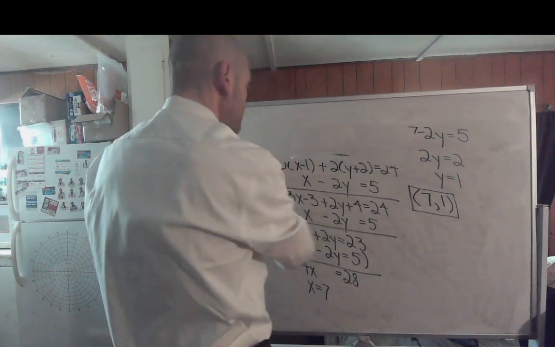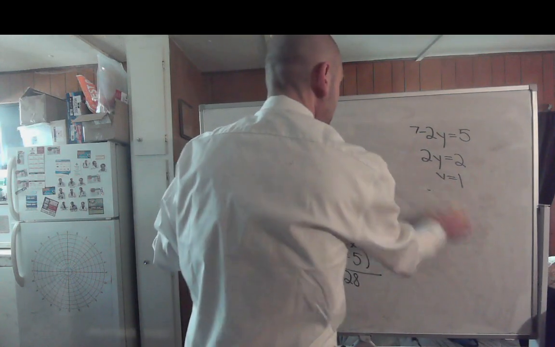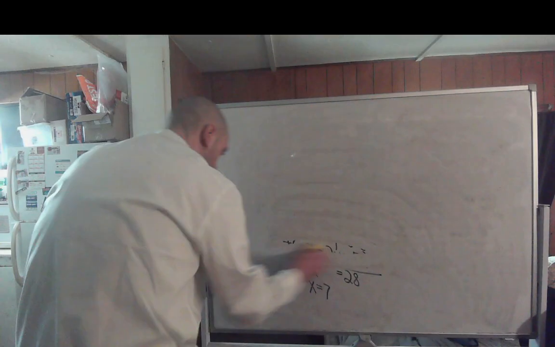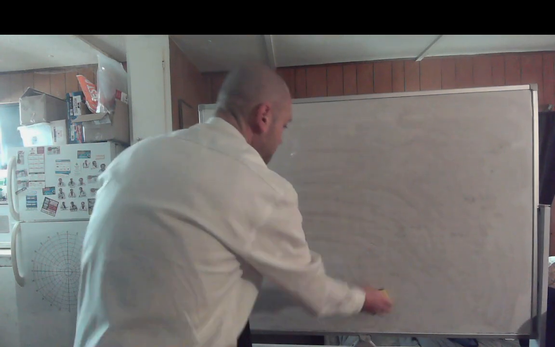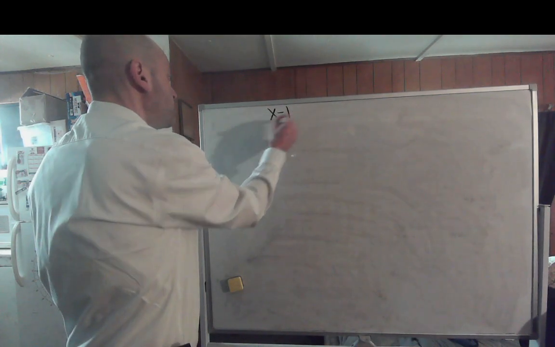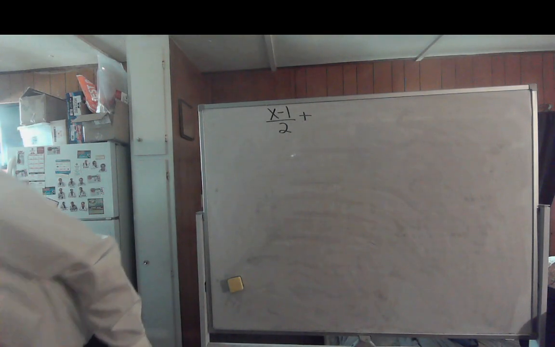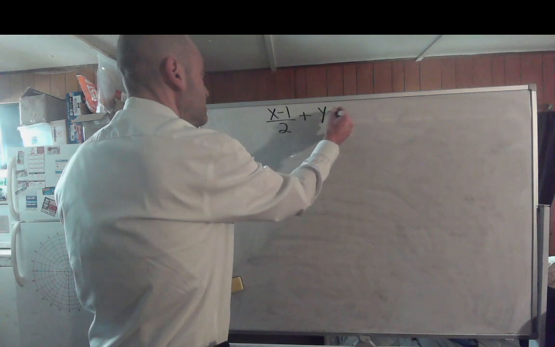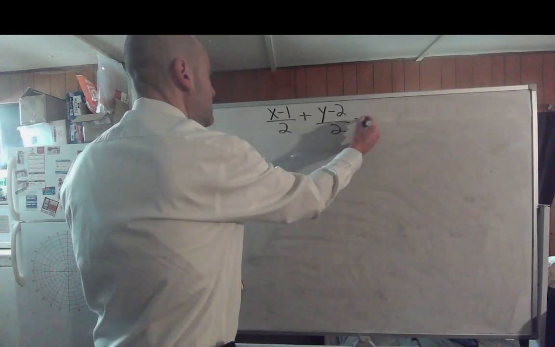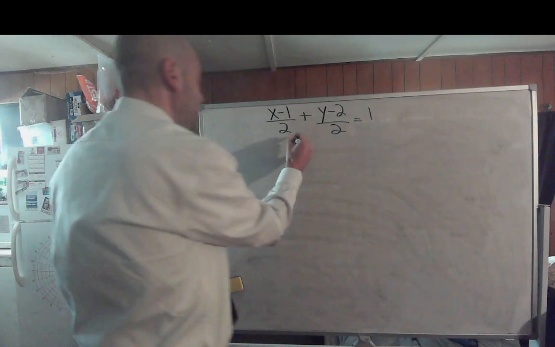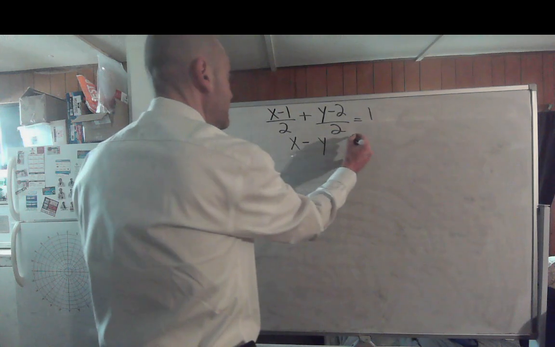One more like this, then we'll move on to some decimals. We'll deal with some decimal coefficients. All right, x minus 1 over 2 plus y minus 2 over 2 is equal to 1. And then simply x minus y equals 2.